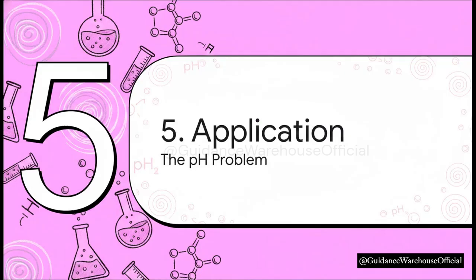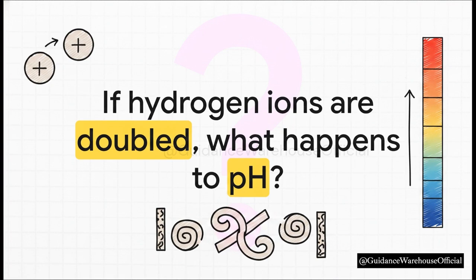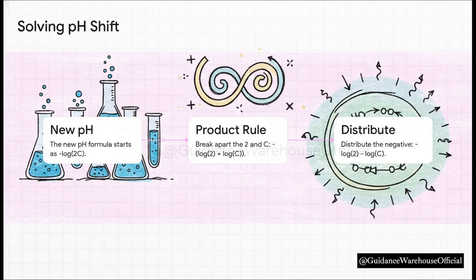Now let's connect everything we've just learned to real life. Section 5, real-world application, returning to the pH problem. Here is a practical, high-stakes question to test your new skills. If the concentration of hydrogen ions in a liquid is exactly doubled, what is the exact numerical effect on its pH? Let's step through the chemistry calculation.